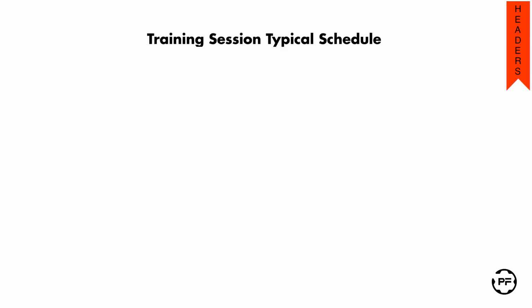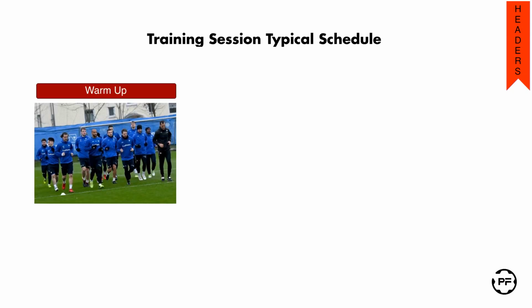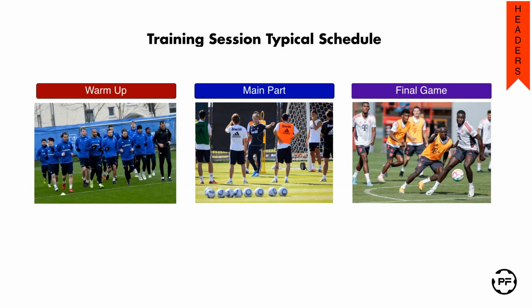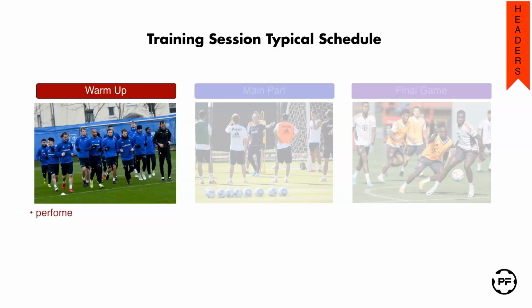A typical training session schedule is usually composed of a warm-up, the main part, and the final game. Let's first start with the warm-up. A warm-up is carried out at low to medium intensity and aims to increase body temperature by preparing players for the training session. Let's have a look at an example of a warm-up drill.